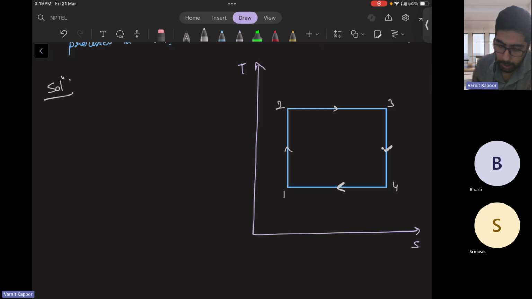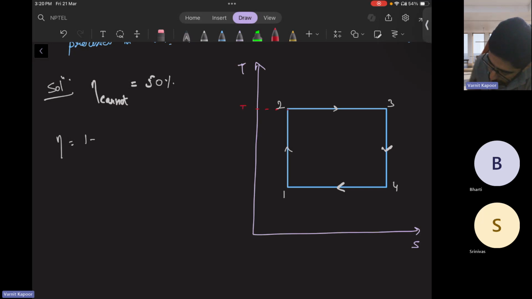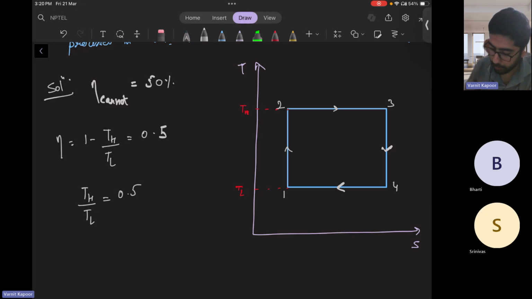Right. The efficiency of the engine is given as 50%. So efficiency is nothing but 1 minus T lower over T higher. We don't know what T higher and T lower are. And that is given to be 0.5. So we know the ratio of T lower to T higher is 0.5. Now let's go process by process.